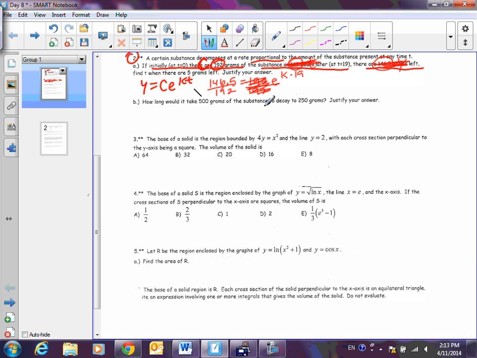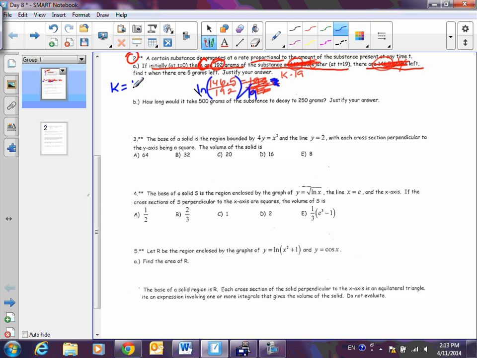Okay, how am I going to get rid of that e? Natural log. So I'm going to do natural log of this. And when I do natural log on the other side, that makes the e go away. And so then what's the only other thing I need to do to get k by itself? Divide by 19. All right, so I'm still writing too big here. So I'm going to go over here and I'm going to rewrite what k equals.